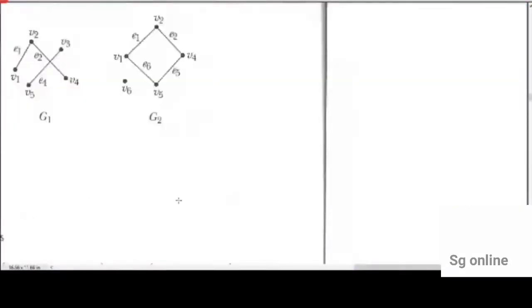So suppose from this graph G2, if we delete the vertex V6, there is no harm in it, no edge will be deleted. But if we delete V5, then you see that both E5 and E6 will be deleted. So the graph remains V1, V2 and V4 and the singleton V6.